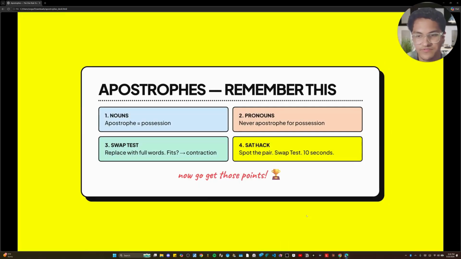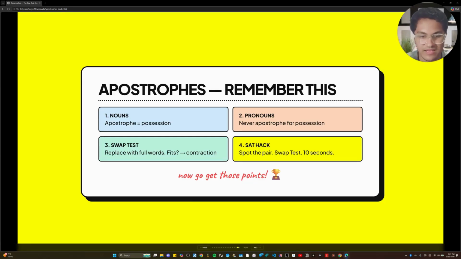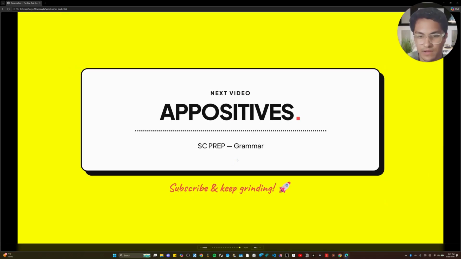So here's a quick rule for apostrophes. If it's a noun, check if it's possession. If it's a pronoun, it may not be for possession. If you're trying to do possession, you're not going to add the apostrophe. Otherwise, it's going to be contraction. Use the swap test. And the stat hack is to quickly swap the pair, and you'll be able to finish up this problem super quick.